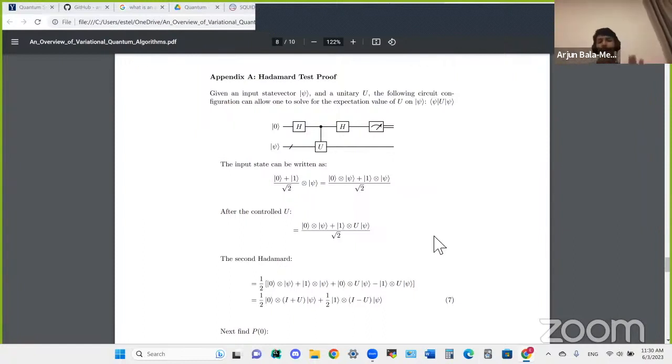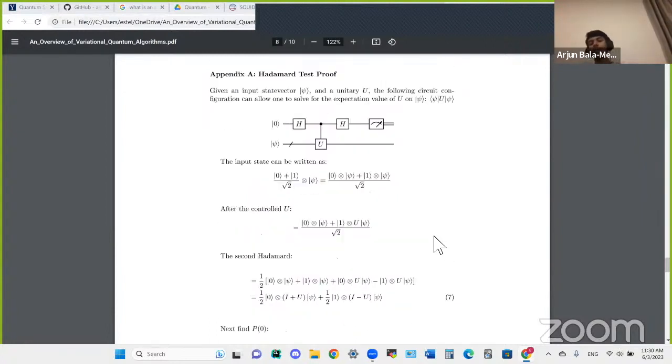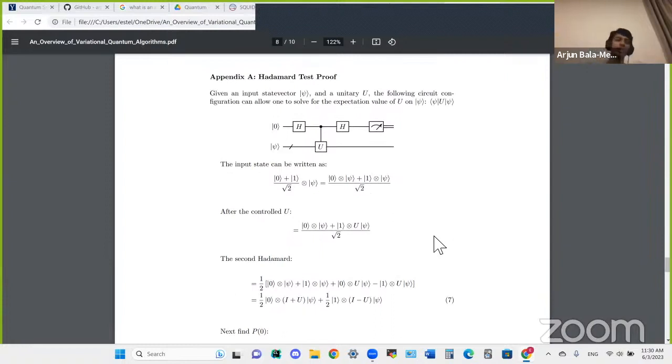It's not all that complicated, but the gradient aspect of it is done on the classical computer, and the overlap aspect of it using this Hadamard test is the quantum side of it.